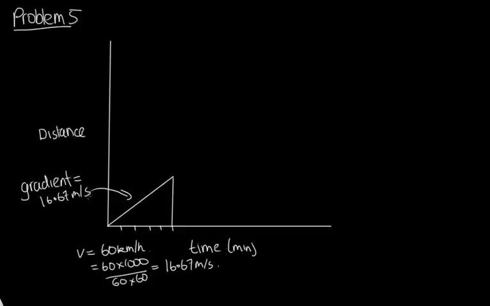So it does that for 5 minutes. And then over a 30-second interval, so that's half a minute there, it increases its speed to 80 kilometers per hour. So 80 kilometers per hour is equal to 80 times 1,000 over 60 times 60, which is equal to 22.22 meters per second. So let's first of all just worry about what happens after it's changed its speed.